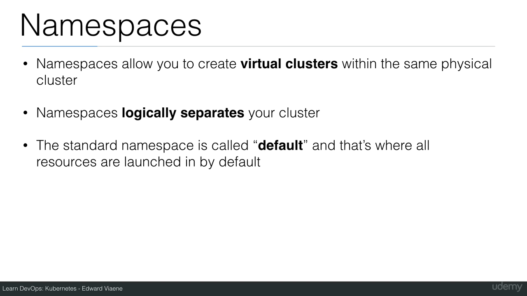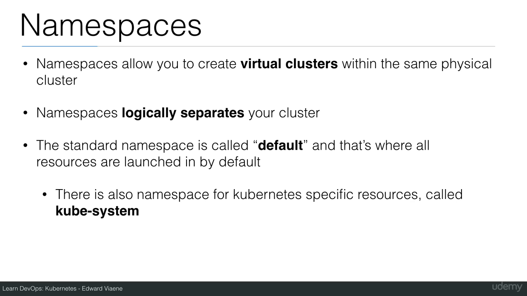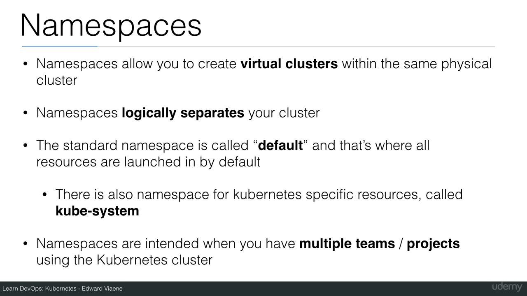So whenever we were not specifying a namespace, we were actually launching pods, deployments, and so on in the default namespace. There is also a namespace for Kubernetes-specific resources called kube-system. For instance, our monitoring was launched in kube-system. The DNS add-on also is in kube-system. The dashboard is also an example of something that lives in the kube-system namespace.